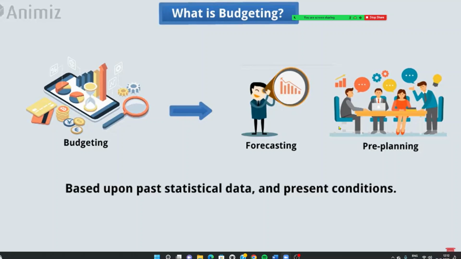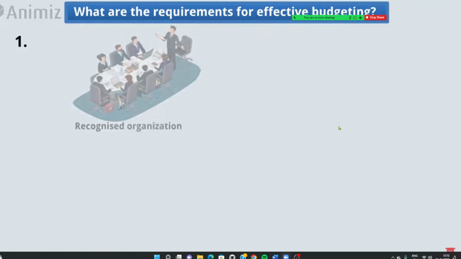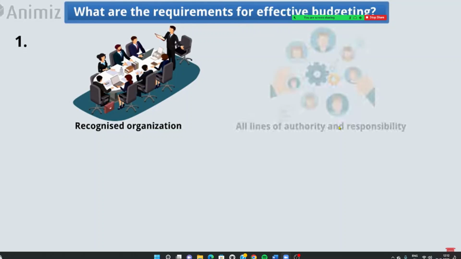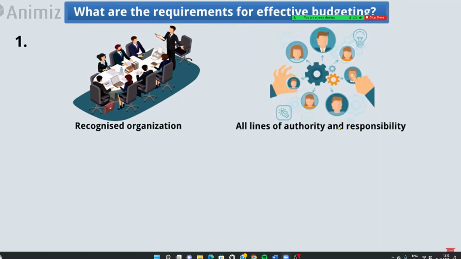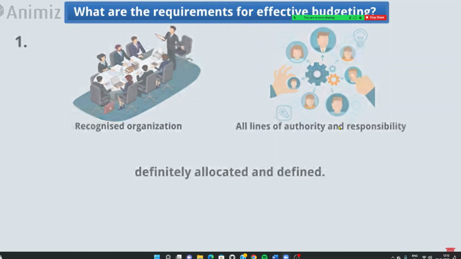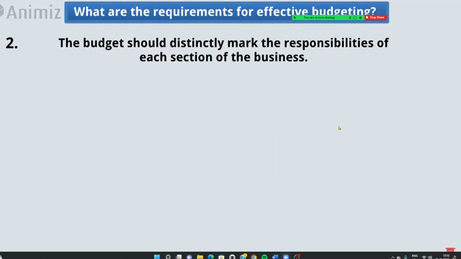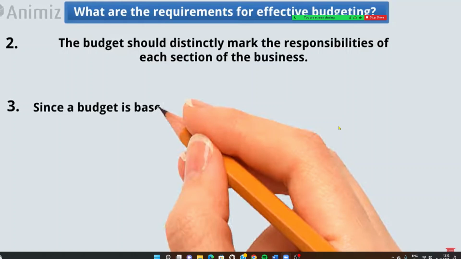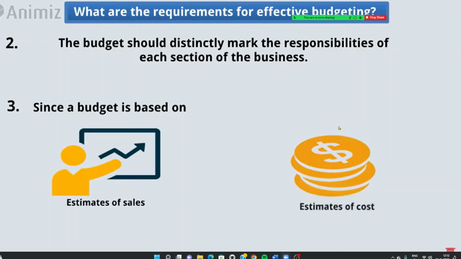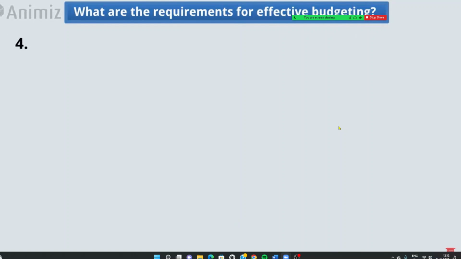What are the requirements for an effective budgeting? 1. There should be a recognized organization for budgeting, with all lines of authority and responsibility definitely allocated and defined. Number 2. The budget should distinctly mark the responsibilities of each section of the business. 3. Since a budget is based on estimates of sales, cost, etc., they should take good care to make estimates. Number 4. A budget should be made flexible, so that they may incorporate unavoidable changes if necessary.